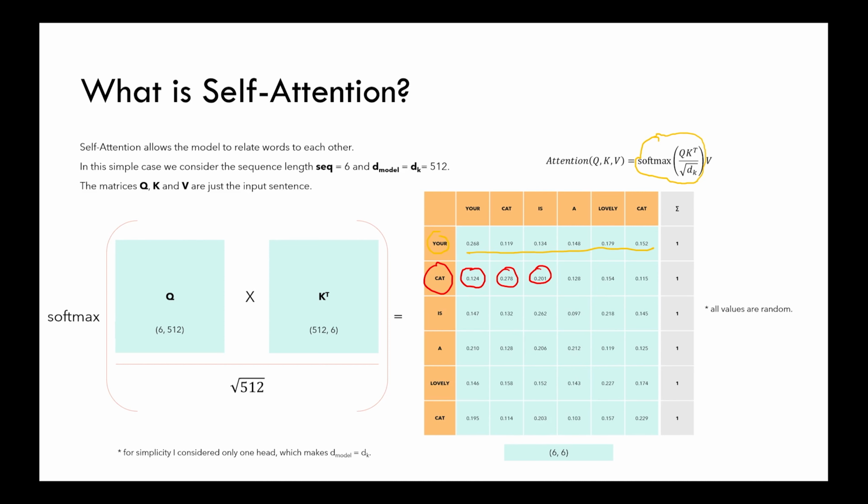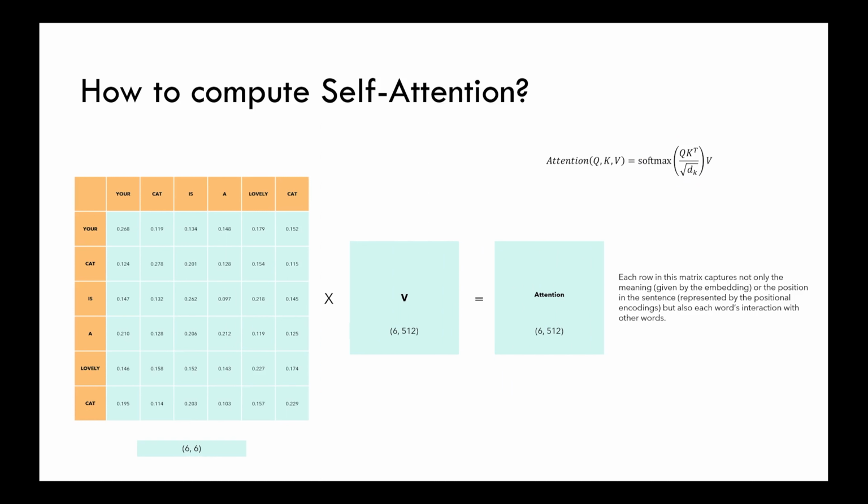Self-attention will try to learn the interactions of these words with each other using this dot product. Now that we have this matrix, we multiply it by V. V is also another matrix that is just an input, the input sequence, so it's 6 by 512. So if we do this multiplication, 6 by 6 multiplied by a matrix of 6 by 512, we get a new matrix that is 6 by 512.